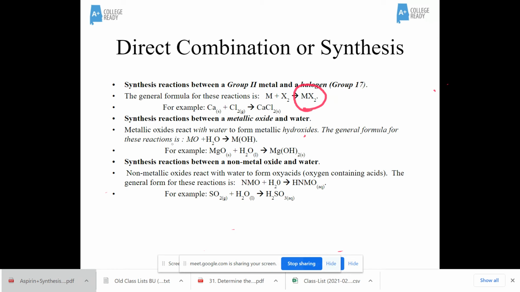Now this one, to me, is a little confusing. So I would memorize this one. And this one's confusing, so I would memorize this one. To me, these are a little harder to just intuitively figure out.